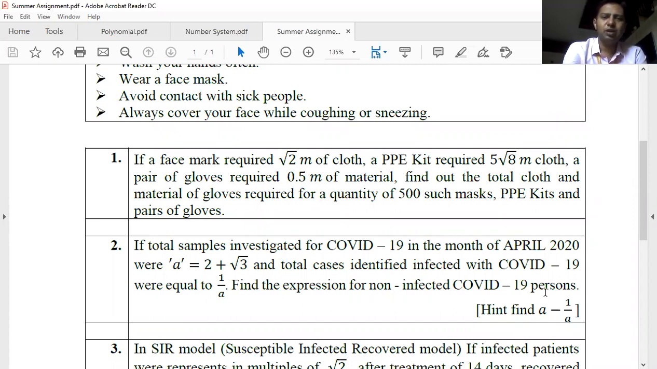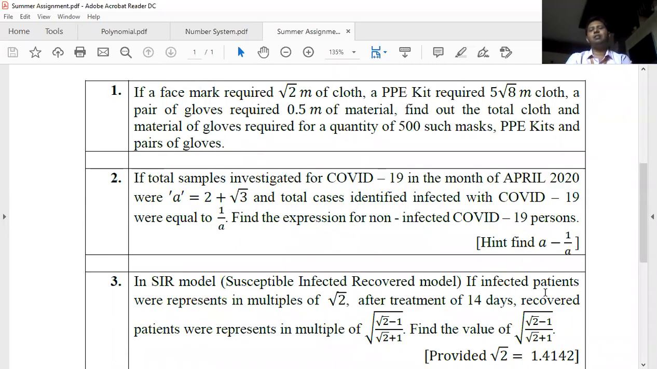If the total samples investigated for COVID-19 in the month of April 2020 were A equals 2 plus root 3, and the total cases identified infected with COVID-19 were equal to 1 upon A, find the expression for non-infected COVID-19 patients. So what we need to do is 2 plus root 3 minus 1 upon 2 plus root 3, and then we'll rationalize 1 upon 2 plus root 3 and we'll get the final answer, A minus 1 upon A. We're given the hint to find A minus 1 upon A.